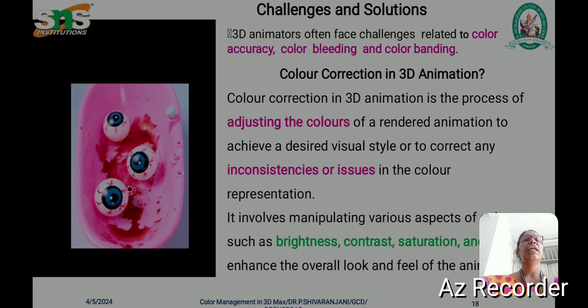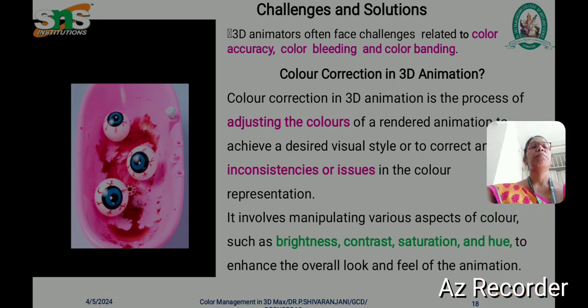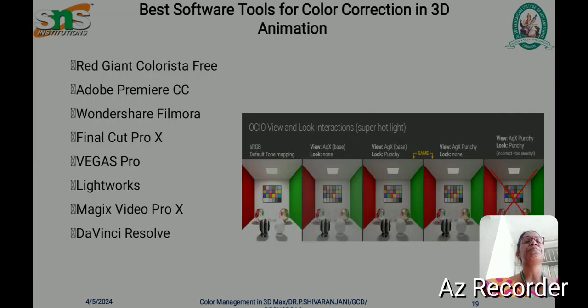Challenges and issues. 3D animators often face challenges related to color accuracy, color blending, and color banding. The solution provided for that is color correction in 3D animation. Color correction is the process of adjusting the colors of rendered animations to achieve a desired visual style or to correct inconsistencies or issues in the colors. It involves manipulating various aspects of color such as brightness, contrast, saturation, and hue to enhance the overall look and feel of the animation.